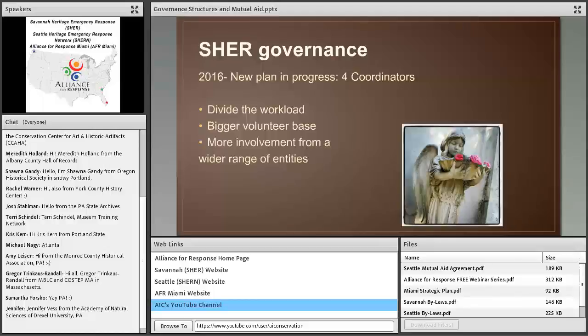And also our final goal here is to bring in a lot more folks from a much wider range of entities. So thinking about not just cultural and historical, potentially natural, bringing in our state parks, things like that, reincorporating the first responders into this as well. So 4 coordinators, and I'll go through each one of these and what we're doing.